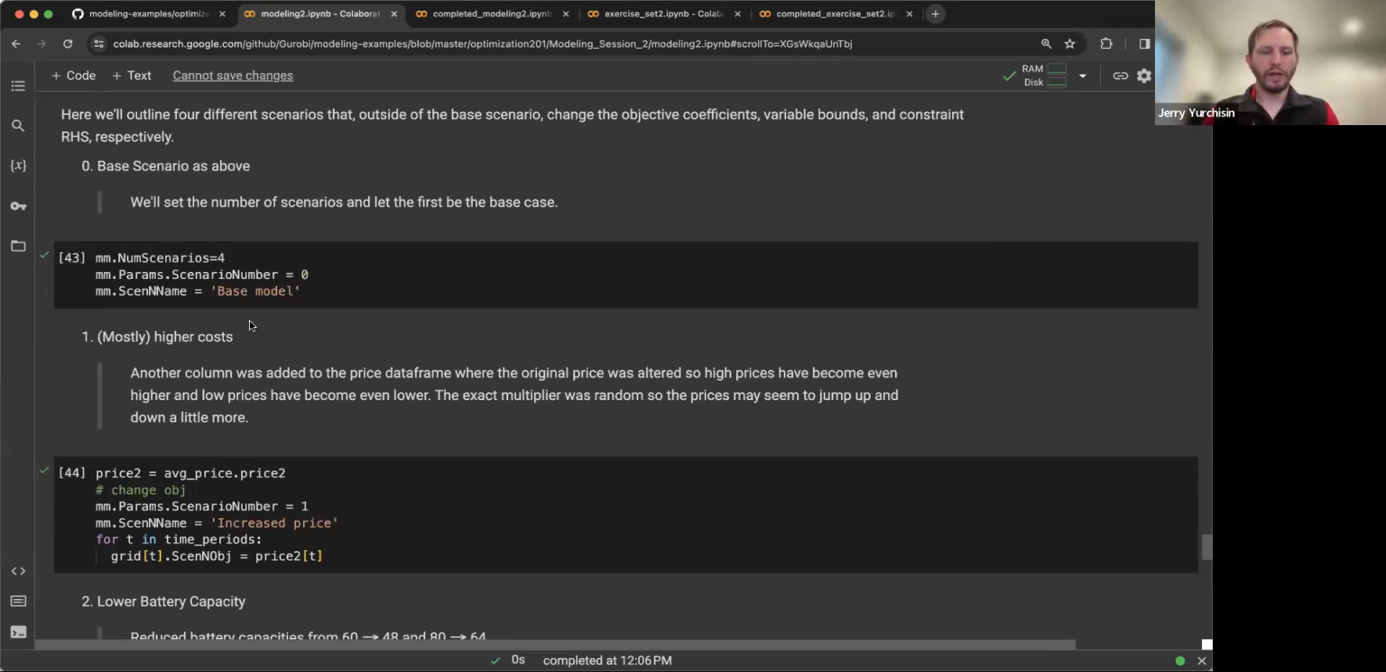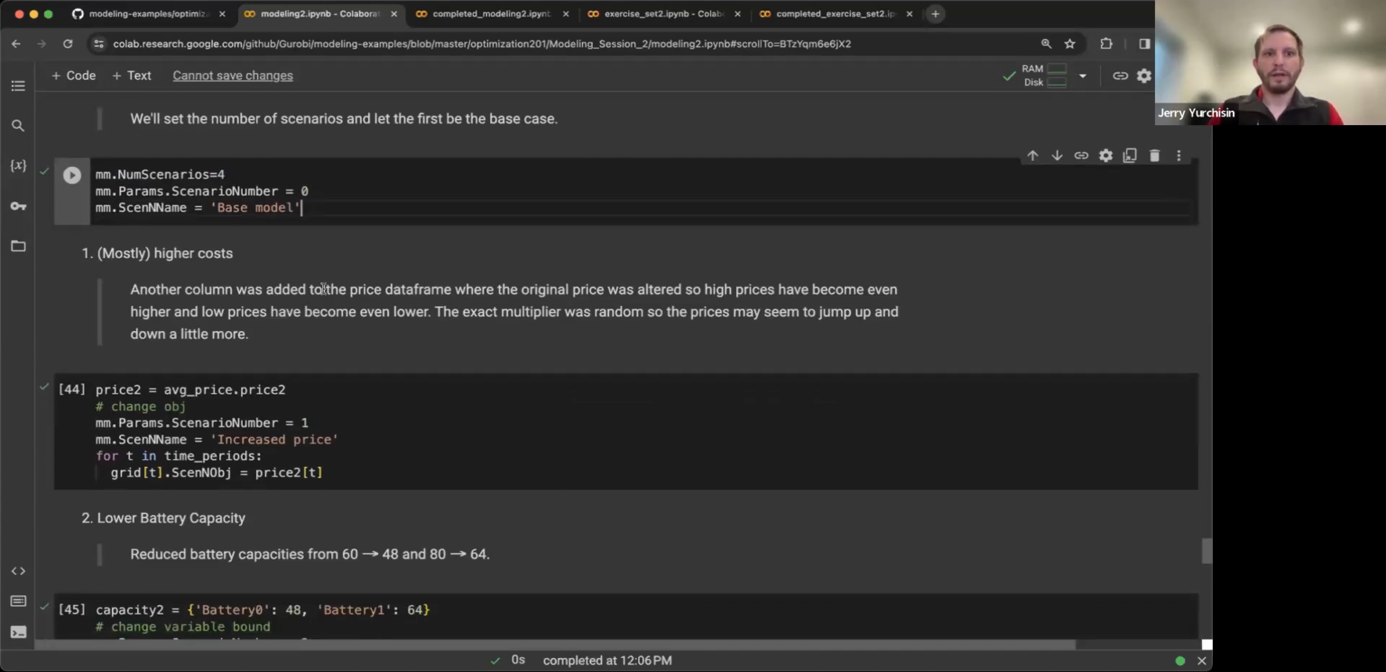While we're getting ready for this multi-scenario thing, we need to specify the number of scenarios. Say we're going to have 4 scenarios overall. I'm going to establish our first scenario, scenario 0, and I'm going to give it a name, base model, and that's it. We're not actually changing anything from the model. I'm just naming it and saying this is our base one.